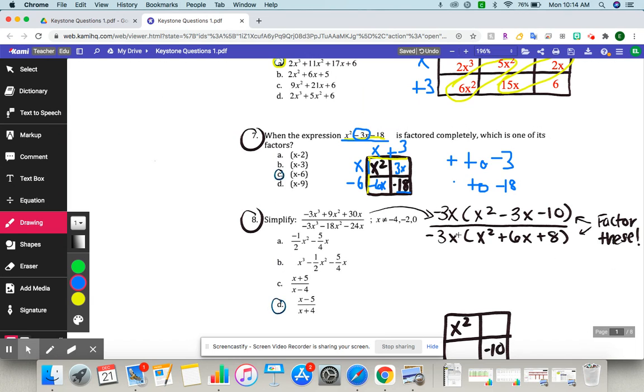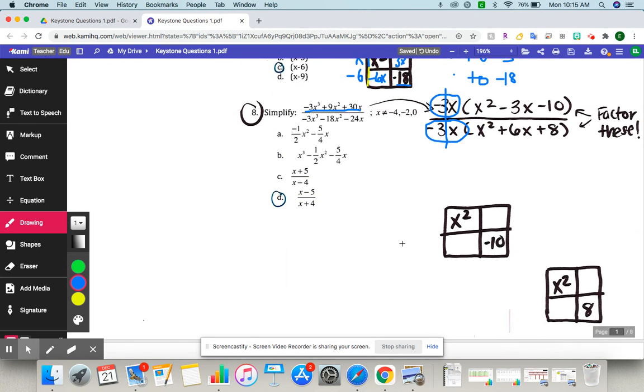In question number 8, this is a lot of factoring. Notice I started it for you. I actually took out what's called the GCF of each polynomial. So the GCF of the numerator is negative 3x, and is also the GCF of the denominator. Now, since we have negative 3x divided by negative 3x, that divides out. So we're left with these 2 polynomials. Now, to make this work, we will have to factor each one and then determine if we have any common factors that will divide out.